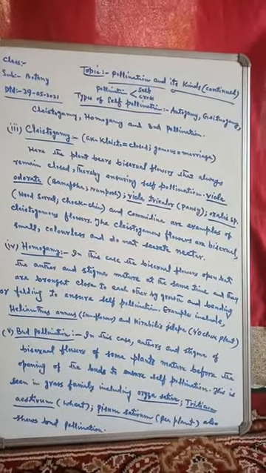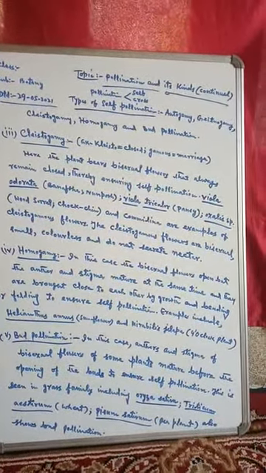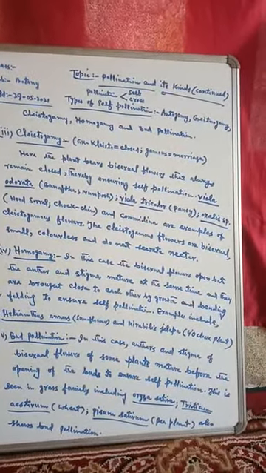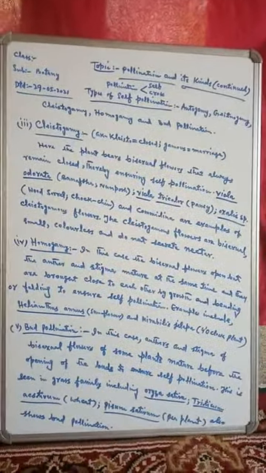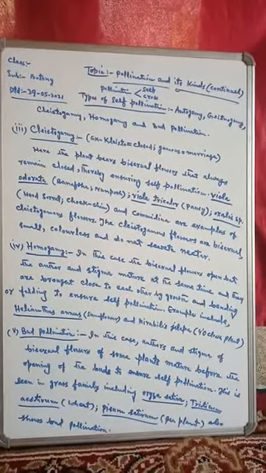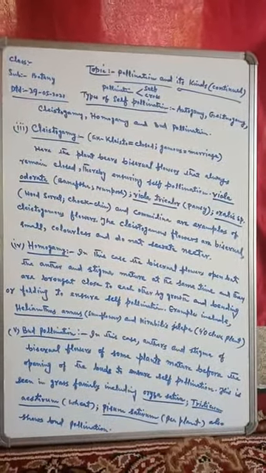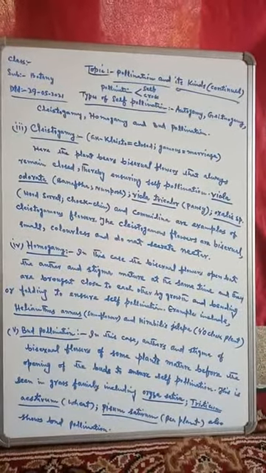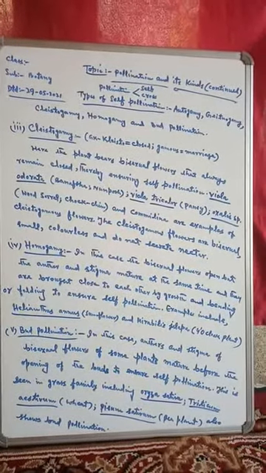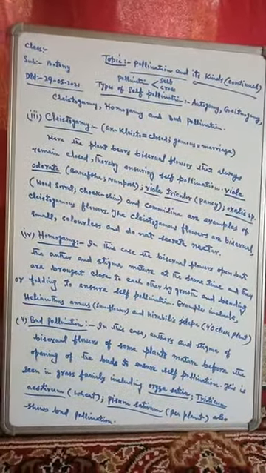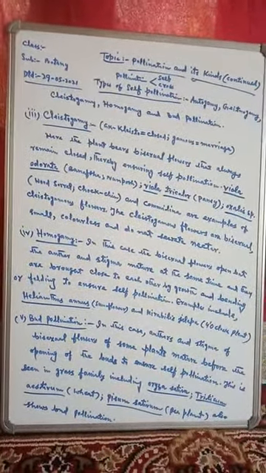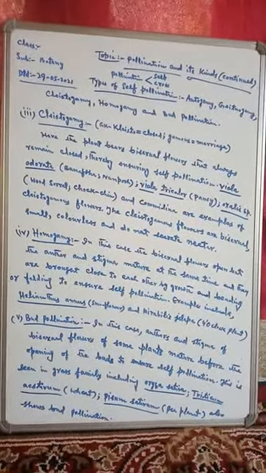Dear students, we have seen that the types of self-pollination are autogamy, geitonogamy, calistogamy, homogamy, and bud pollination. So far in our last lecture, we have defined and discussed the first two types of self-pollination, that is autogamy and geitonogamy. Now today we will see calistogamy, then homogamy, and lastly bud pollination.